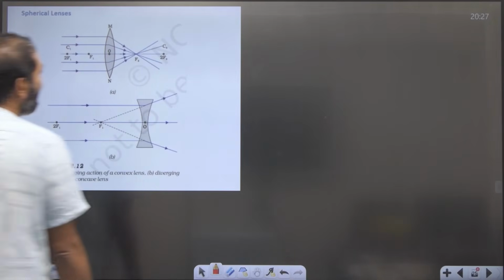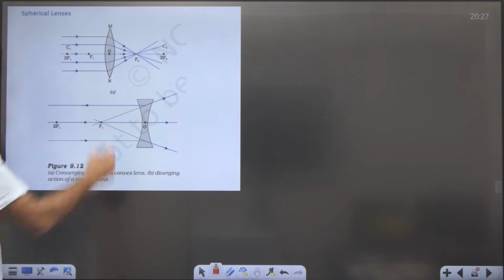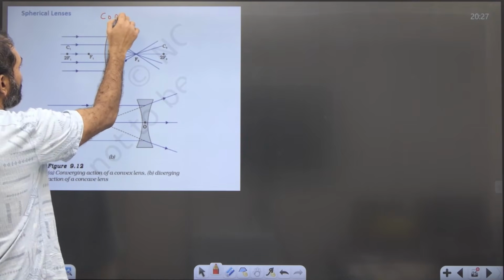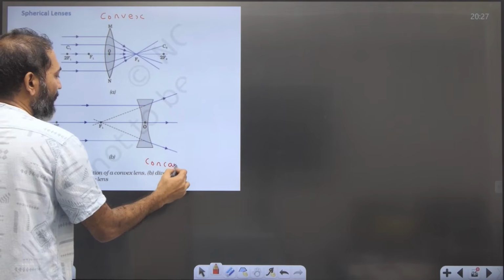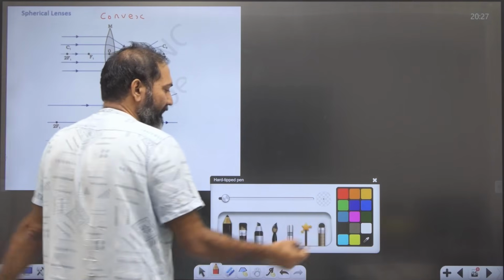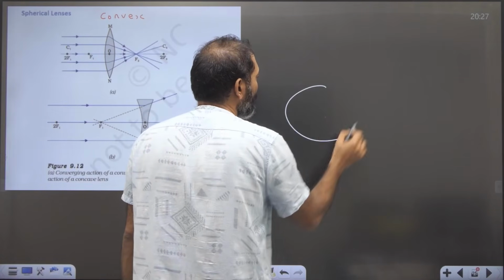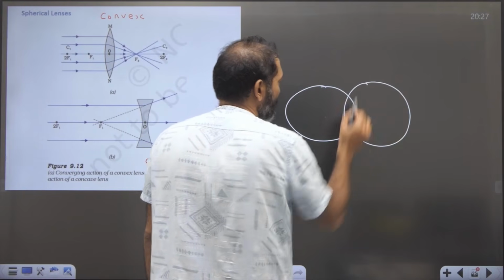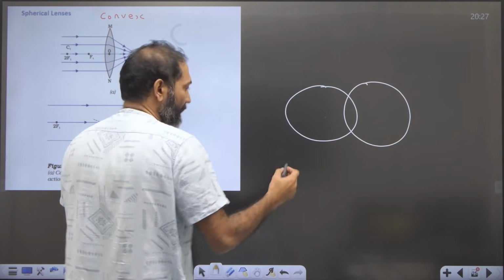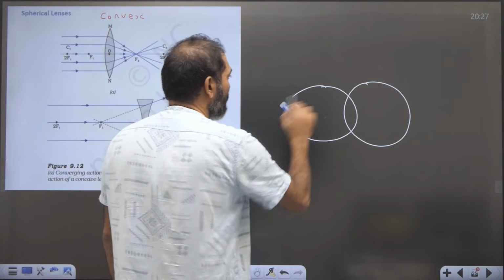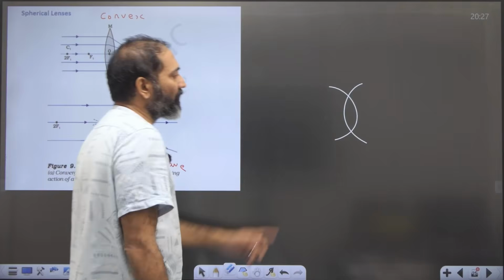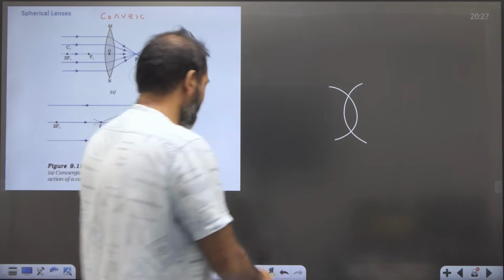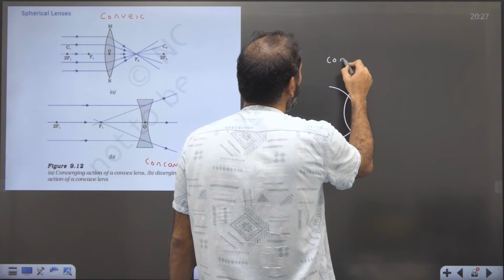Now, spherical lenses. This is a convex lens and this is a concave lens. Let me show you how we are getting this lens. There are two spherical surfaces. Now, what I am doing is just cutting a certain portion. So now I got a convex lens. What is the specialty of a convex lens?